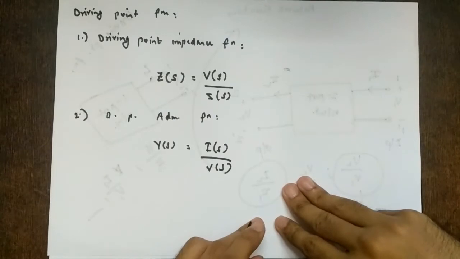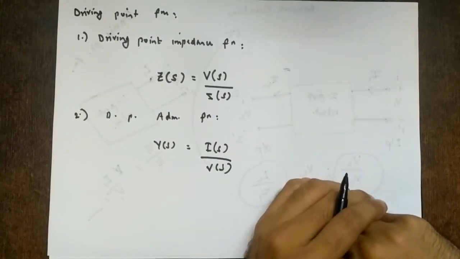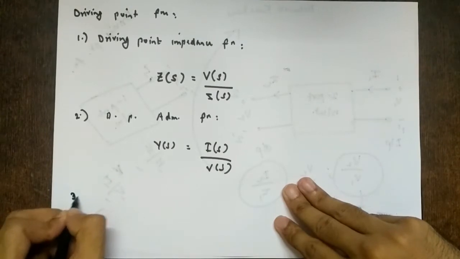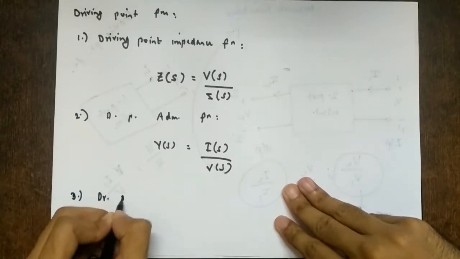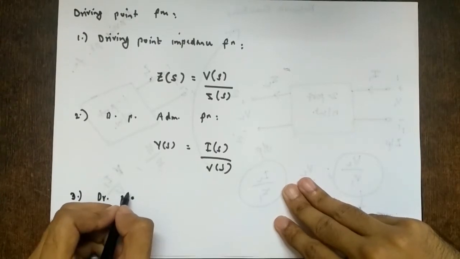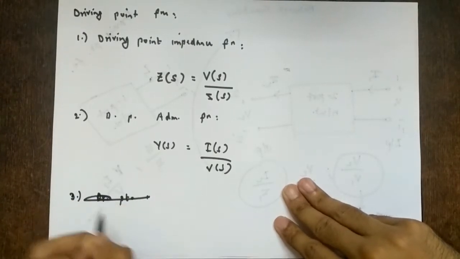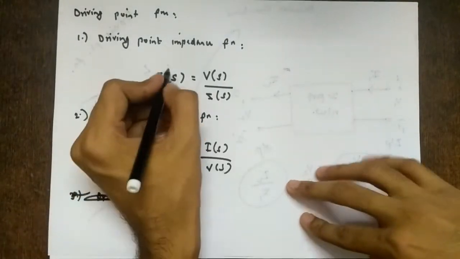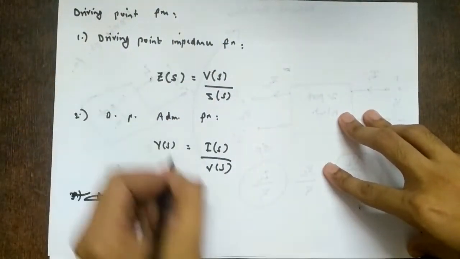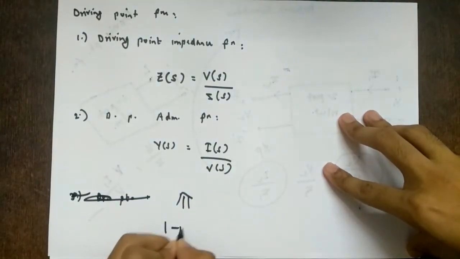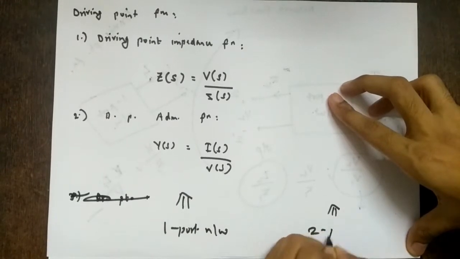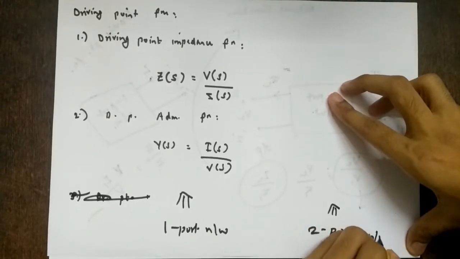Right? So this is what happens for a one-port network. But if I have a two-port network, what will happen? I'll have a driving point impedance function again. But now since there are two ports, I'll have to mention the port numbers. So here I am writing for a two-port network.